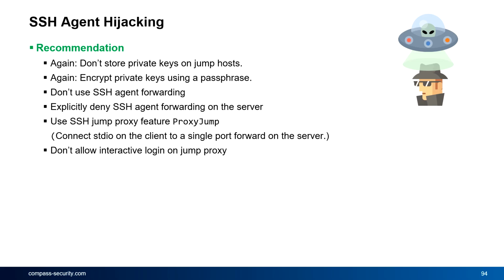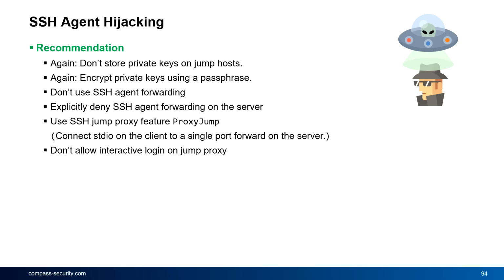The recommendation, so that you are protected from such agent hijackings, is that you should not store private keys on jump hosts. You should only store them on the endpoint where the admin or the user is sitting. Then the private keys should always be encrypted using a strong passphrase. Agent forwarding should not be used at all. So this is basically a feature you should not use. And also you should explicitly deny it on the server side, so even if a user wants to use it, it does not work anymore.